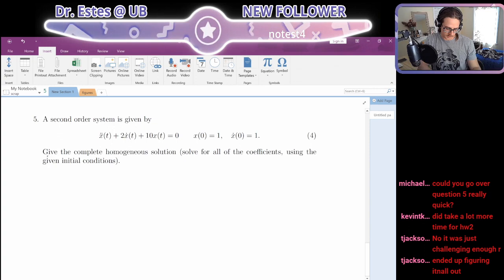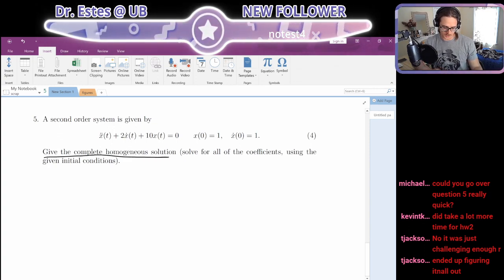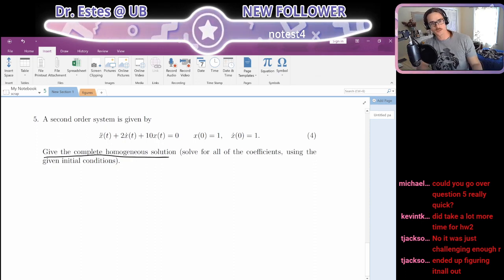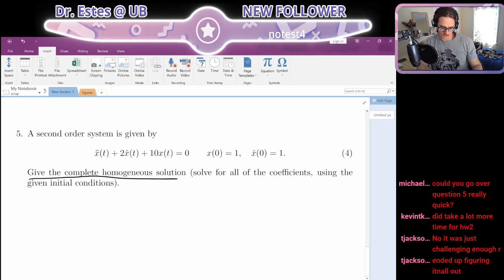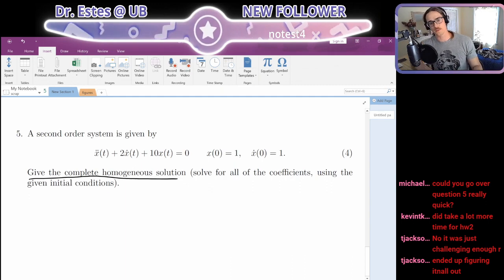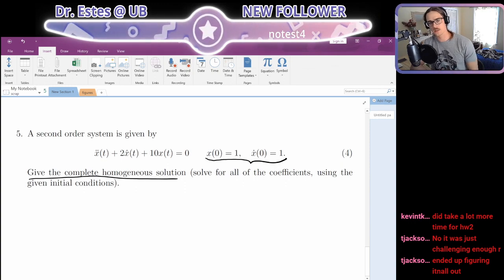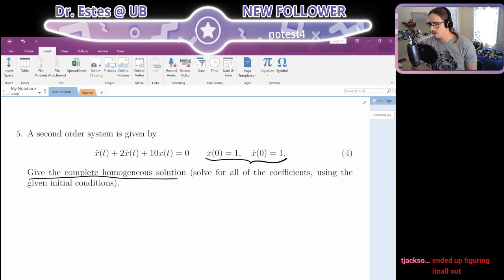Okay, so give the complete homogeneous solution. So we have a second order system here. You can tell by the highest order of the derivative. So the highest order derivative is 2, so this is second order. And the number of initial conditions you have is always equal to the order of the system. So you need 2 initial conditions.